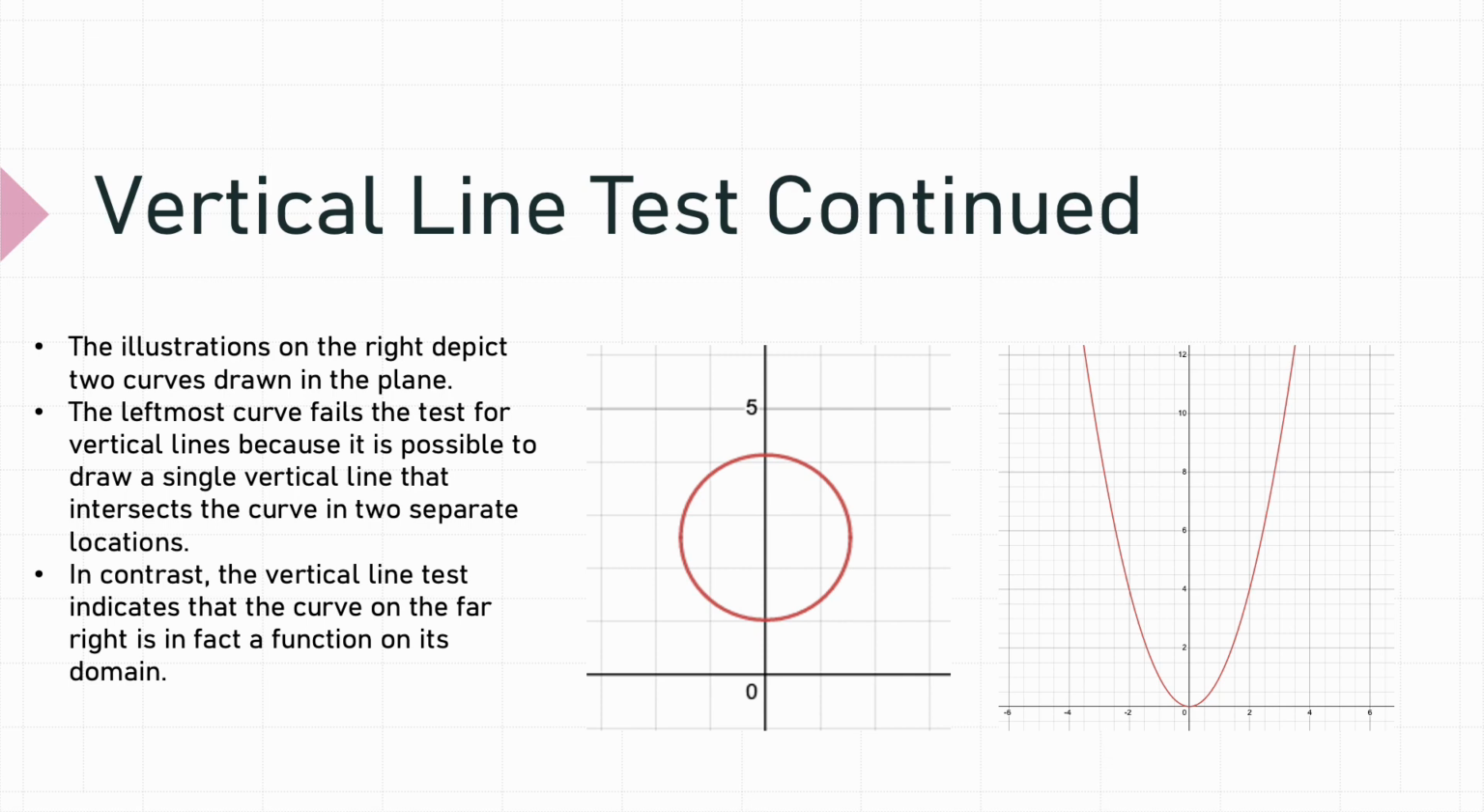Two curves drawn in the plane are depicted in the drawings on the right. The curve that is furthest to the left does not pass the test for vertical lines since it is possible to create a single vertical line that meets the curve in two different places. The vertical line test, on the other hand, demonstrates that the curve on the far right is really a function on its domain.